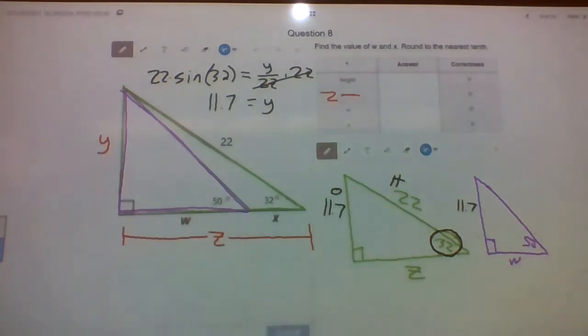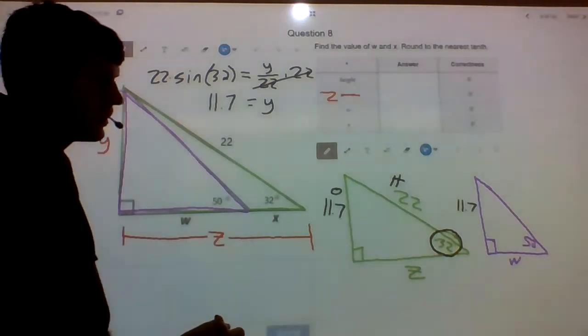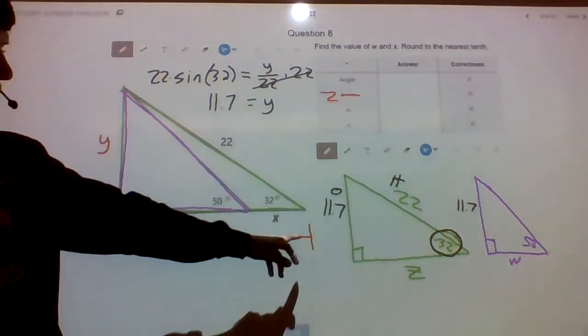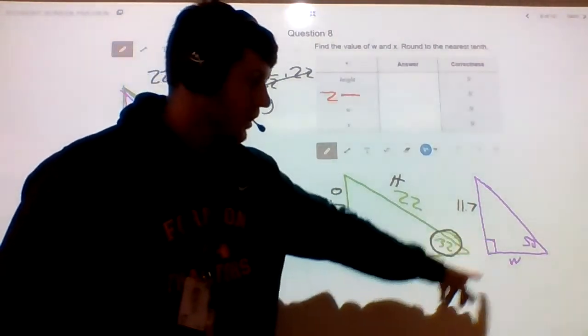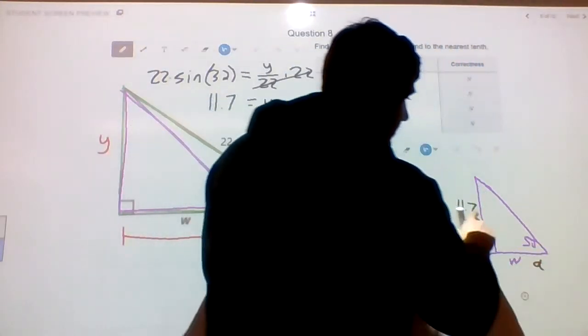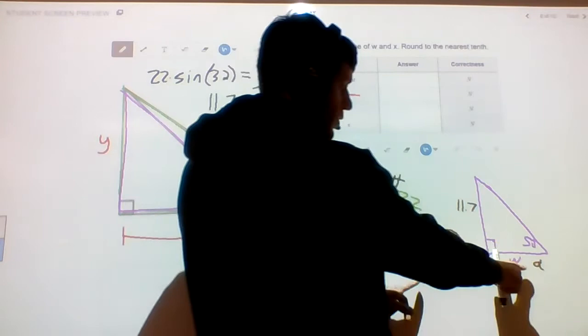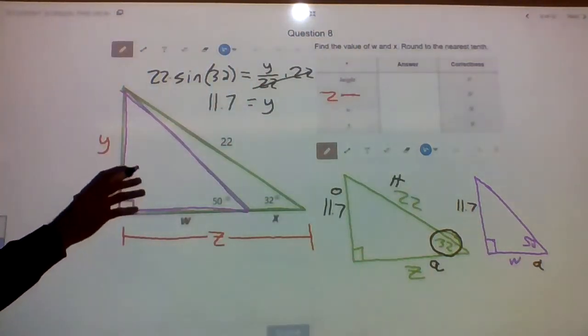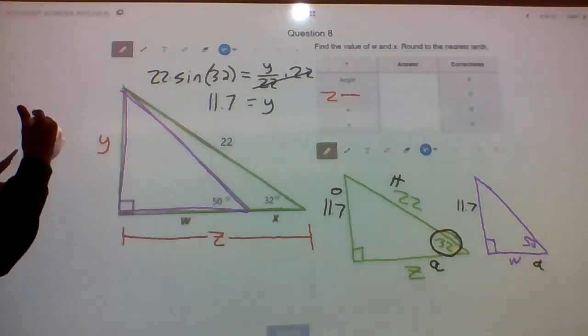Now that we have that, we can find the base of both of these triangles. We have the height for both, so we're looking for the adjacent on both of them. If we have opposite and we're looking for adjacent, that's going to be tangent. So we can do tangent twice here.